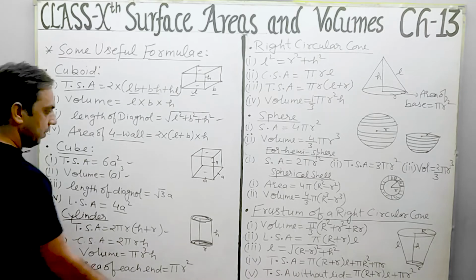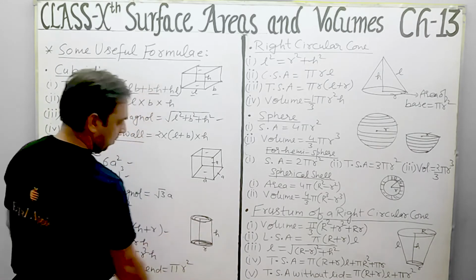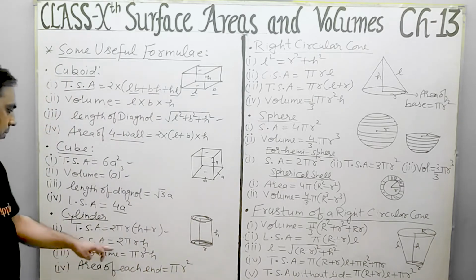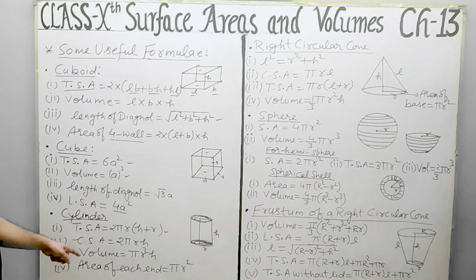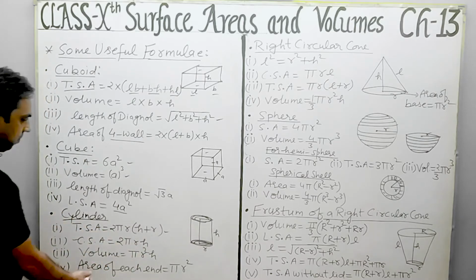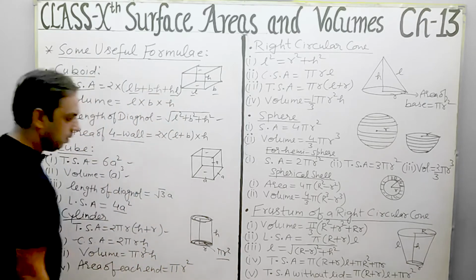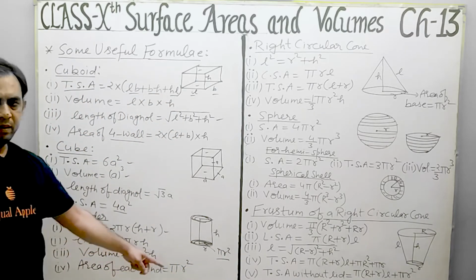And the curved surface area includes only the outer area of the cylinder. The formula is 2 pi r h. And what is the volume? Pi r square h. And this is the formula of the area of base. Because its base is a circle, we can say pi r square.